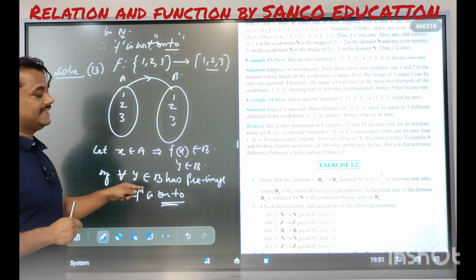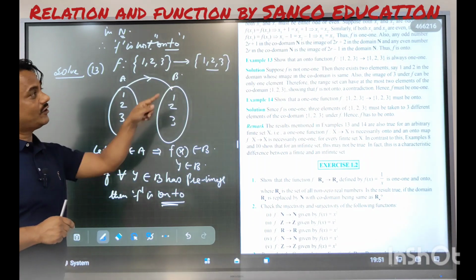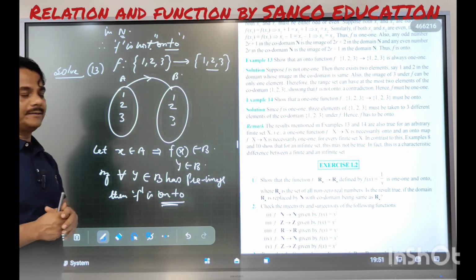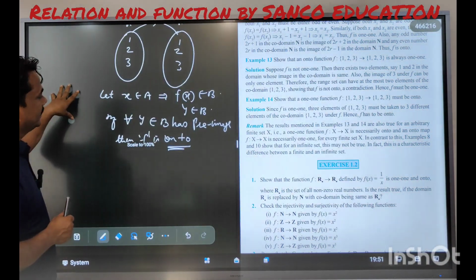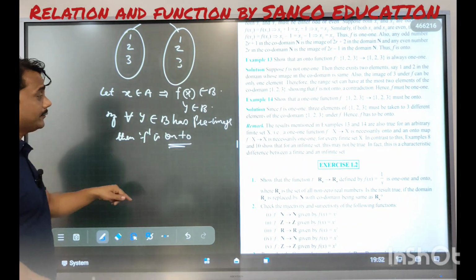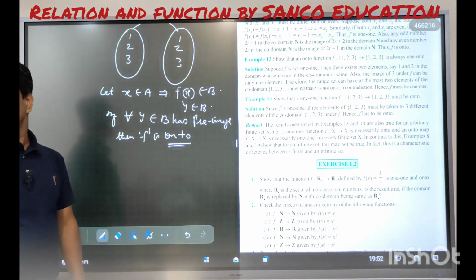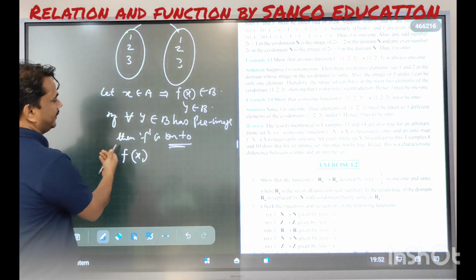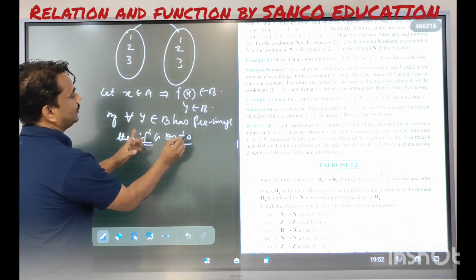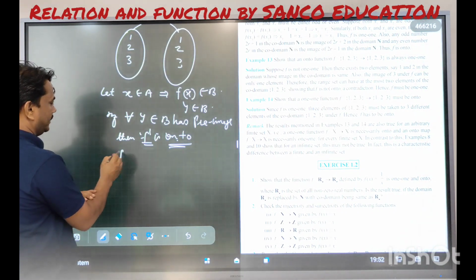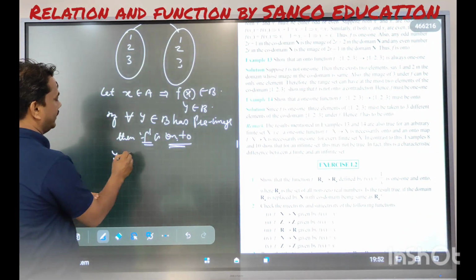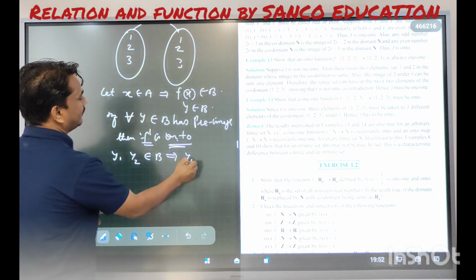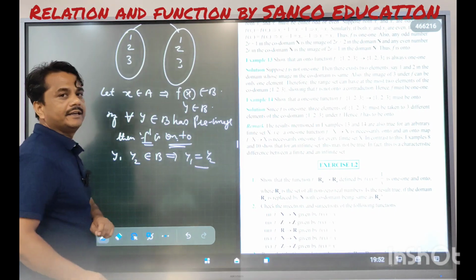So you are to prove this: show that an onto function is always 1-1. It is onto, well clear, so we have to prove this is 1-1. Suppose two images y1 and y2 belong to B. So we are taking y1 equal to y2. What is the meaning here? It is the same.